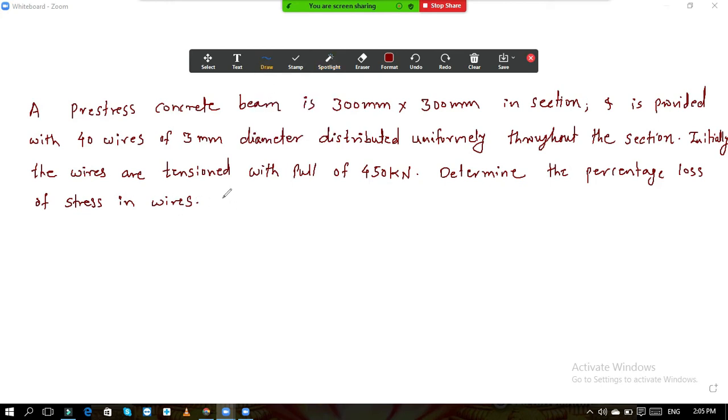Now, in addition to this, I will write the further given data. Take Es, Young's modulus of steel, equal to 2.08 into 10 to the power 5 Newton per mm square, that is megapascal. Then Ec is equal to 3.20 into 10 raised to 4 Newton per mm square. All this is given data, which is given in the problem itself.